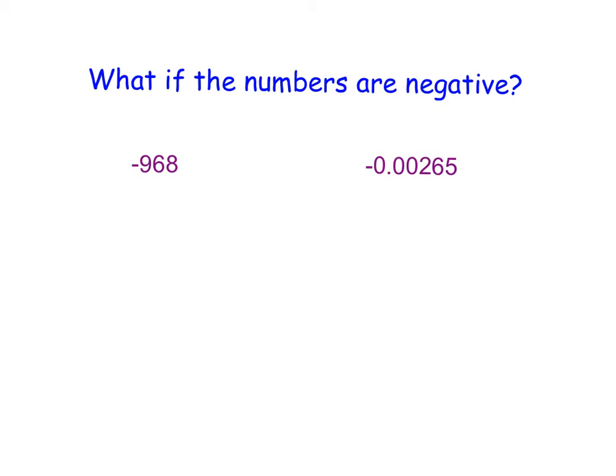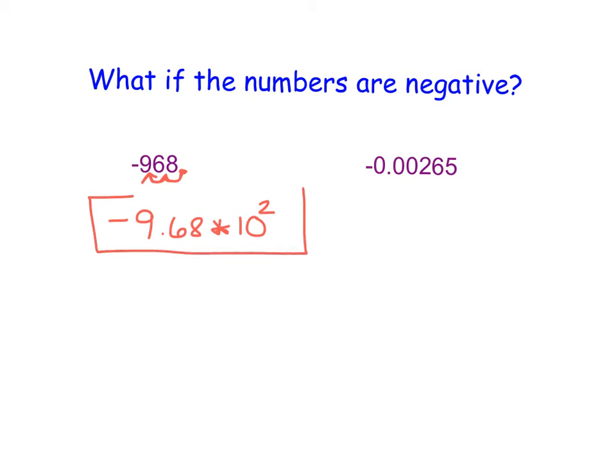Now, if these numbers are negative, it's the exact same process. We're going to plot the decimal point and move it 1, 2. So I have negative 9.68 times 10 to the power of, I moved it 1, 2. So this would be negative 9.68 times 10 squared, which we know 10 squared is 100, so that makes sense. Notice how if we have a negative number, the only difference is that there's a negative out in front.